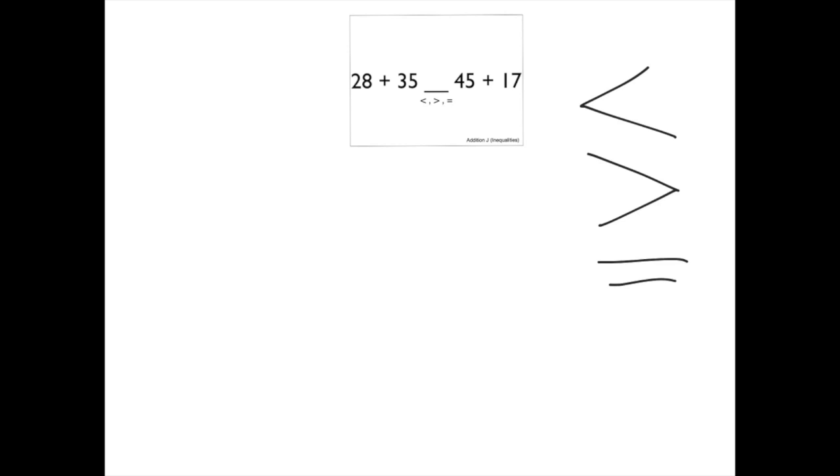For the other two symbols, the old way that I learned, where the greater than and less than symbols were crocodiles looking to eat the side with the largest sum, seems to still work. So in this case, students will often just find the sum of both sides. So 28 plus 35 has a sum of 63. 45 and 17 have a sum of 62. So in this case, the left-hand side is greater than the right-hand side.